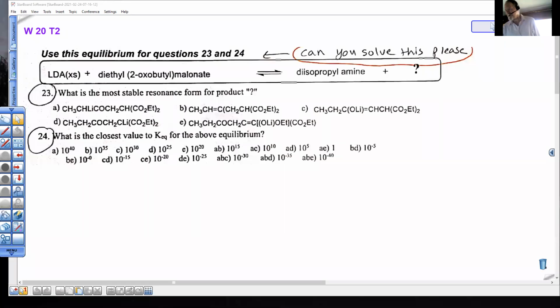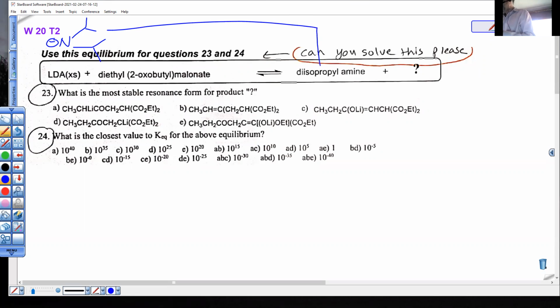Welcome back, everybody, and off to Winter 20, Test 2, questions 23 and 24. LDA, we need to know because it's such a common, strong base. It's got a lithium cation, which I don't really care about, and 2 isopropyl groups. So it's lithium diisopropyl amide, and it's the conjugate base of diisopropyl amine.